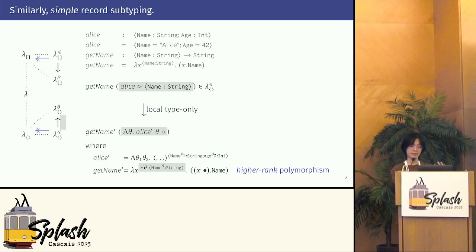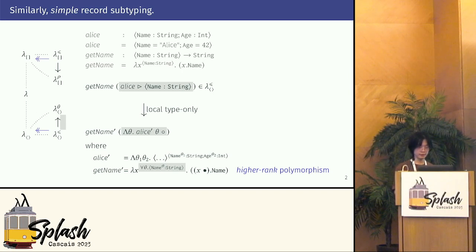And it's very similar to the previous type-only translation. We first use type application to instantiate the presence variables in Alice prime, and then we abstract over it to make sure that it is still a presence polymorphic record type. And we also need a polymorphic type for the function parameter, so we need higher rank polymorphism.